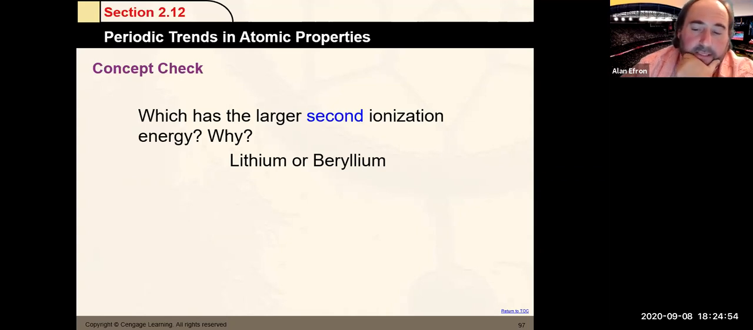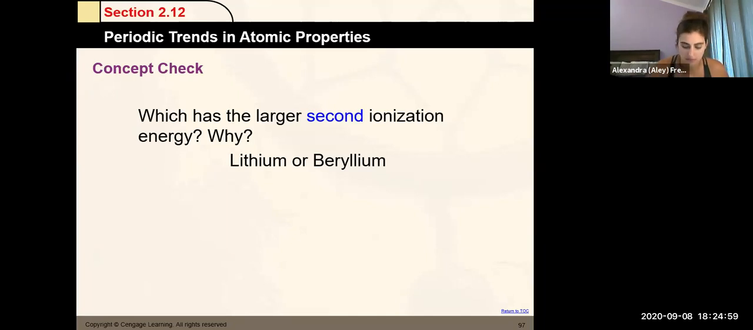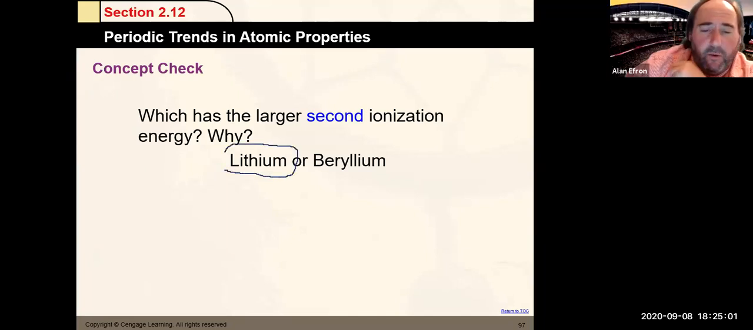Lithium? Lithium does sound right. Yes, it would actually be lithium. That is the right answer. So let's talk about why that is the right answer.